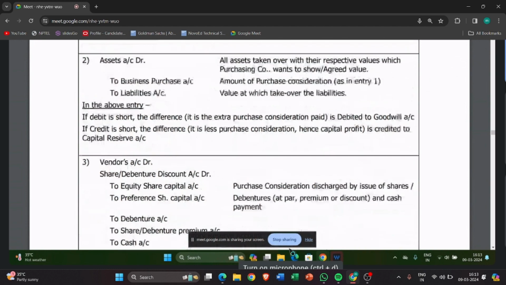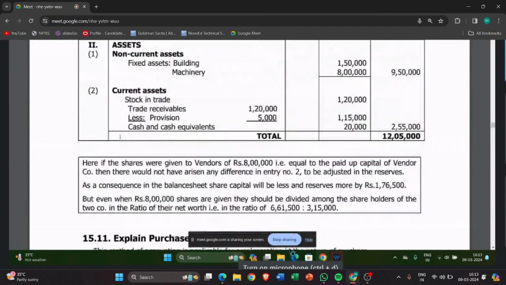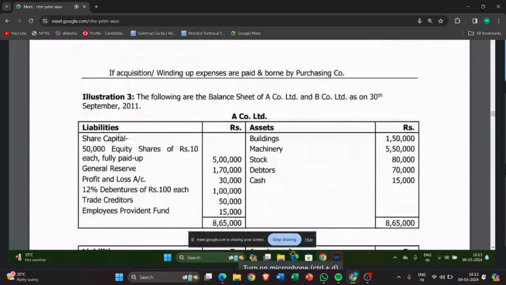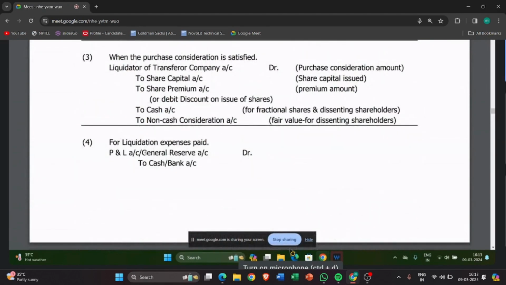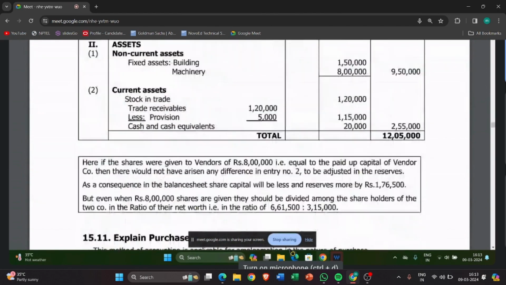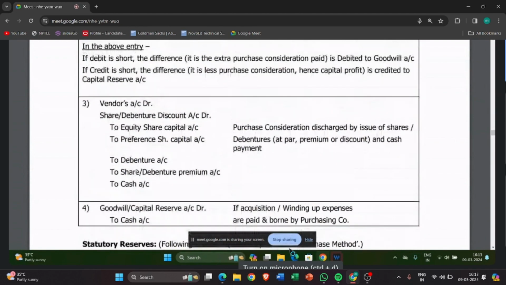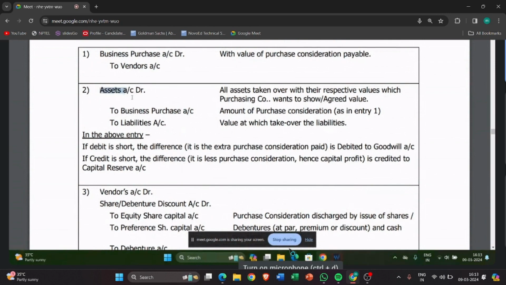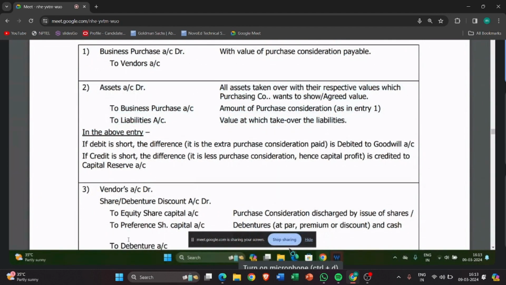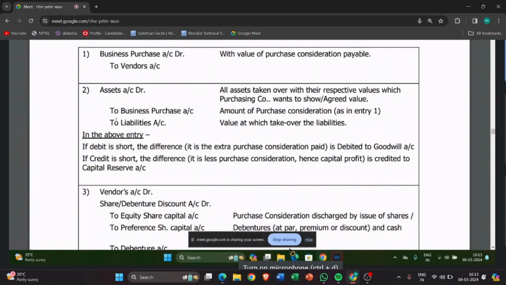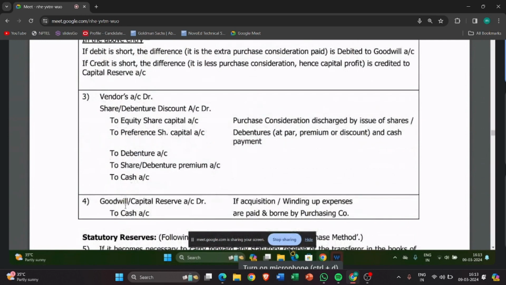In the earlier case I wrote it as general reserve to cash, right? In the previous case, in case of merger, it is written off as general reserve to cash. But if it is a purchase, you'll have to see the journal entry, the difference one. Here if you get goodwill, write it as goodwill to cash. In the second entry, if you got capital reserve, write it as capital reserve to cash.